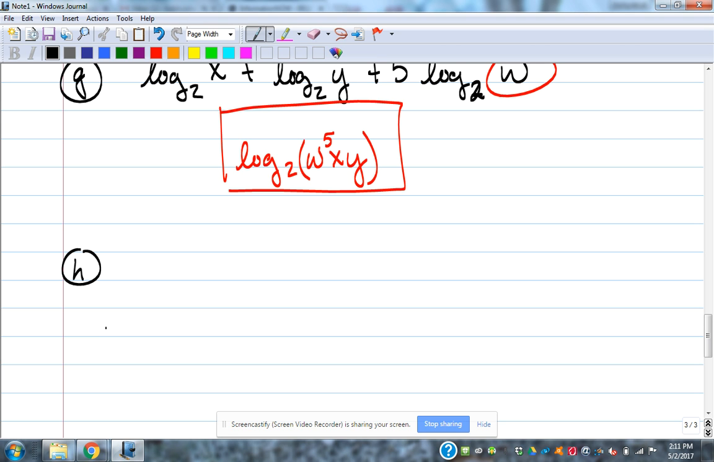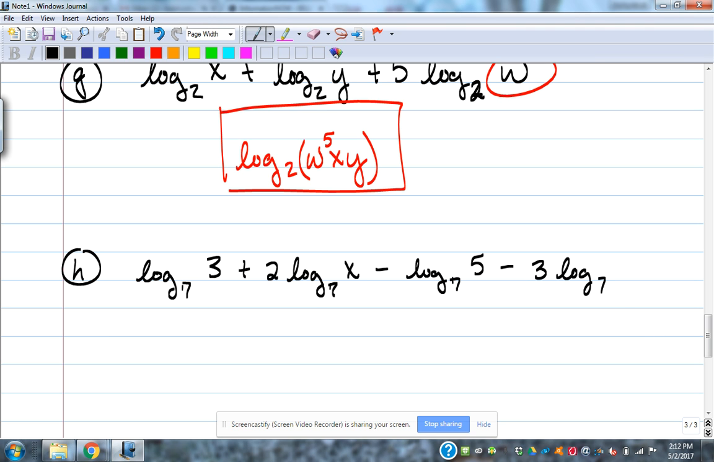All right. Let's look at another one. Maybe mix some of the other properties in there with it. Log base 7 of 3 plus 2 log base 7 of x minus log base 7 of 5 minus 3 log base 7 of y. A lot of stuff in there. But it's expanded all the way. And what we're trying to do is get it down to one thing. Okay? So the ones you're going to get are going to be expanded out, and you should end up with one single logarithm at the very end.